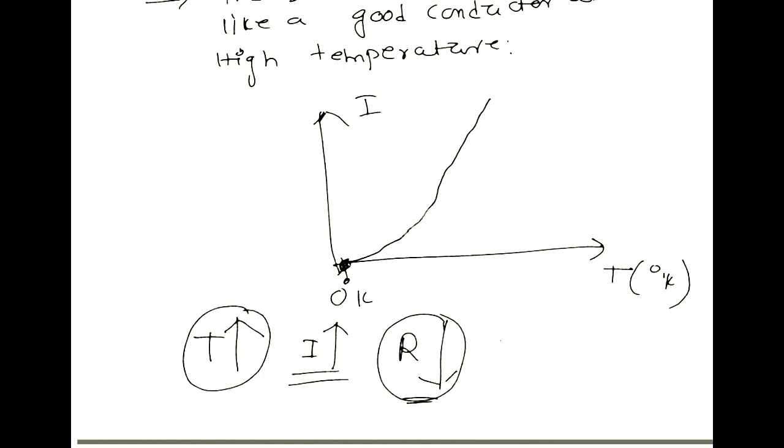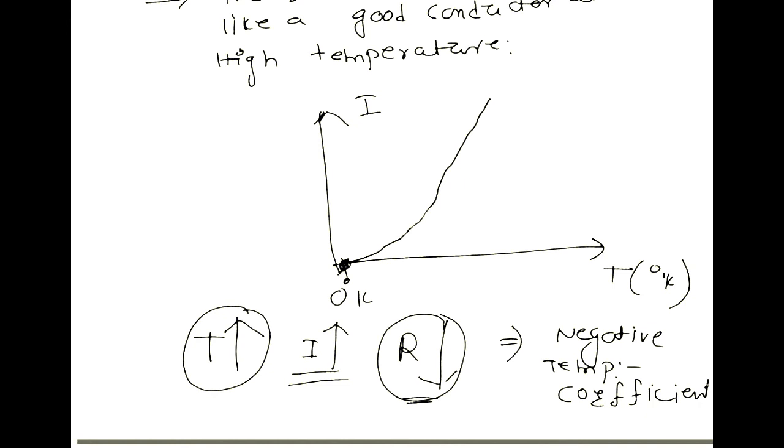Therefore, a semiconductor is said to have a negative temperature coefficient. So this is the effect of temperature on a semiconductor.